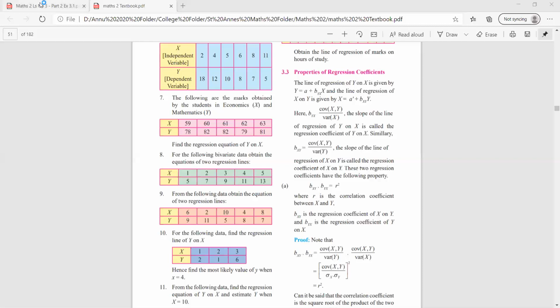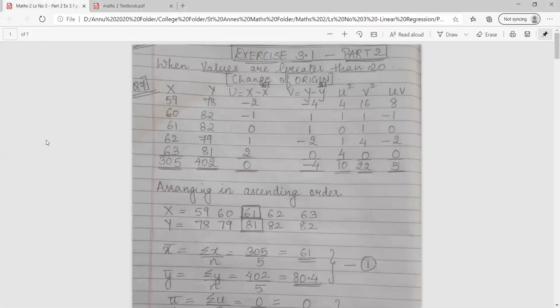Okay, class. So moving forward with the solution. So as you can see on the screen, here comes the solution. So we'll be following the method called change of origin. Now what is done in change of origin? Now class, as you can see, the first two columns are the same, X and Y. Now yesterday, class, we used to draw 5 columns, right? In this sum, when the values cross 20, then we get a total of 7 columns. Now what are these 7 columns?